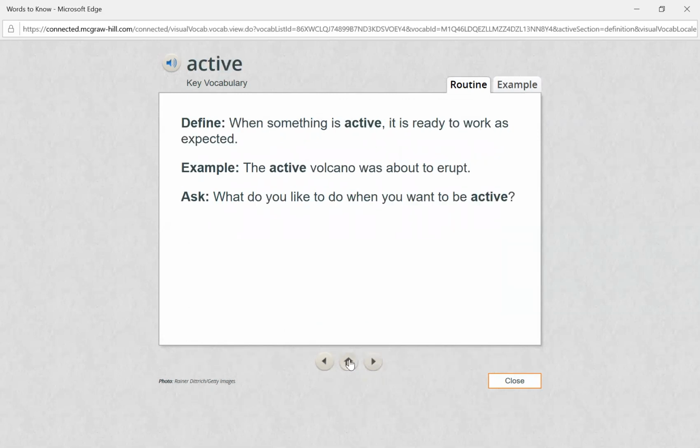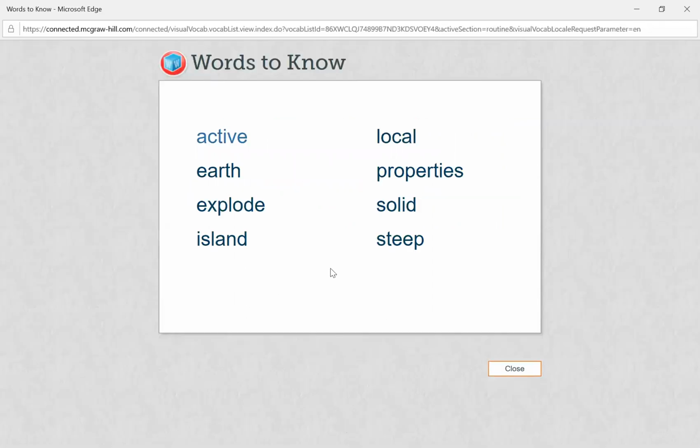All right, we're back to the beginning. So let's go back to where we first started and let's repeat our words. So this time I want you to read it with me, okay? Active, earth, explode, island, local, properties, solid, steep. So use these definitions that we just went over in these examples to help you to fill out the vocabulary worksheet for today's work, day 27.